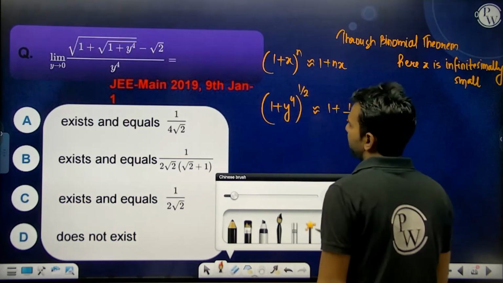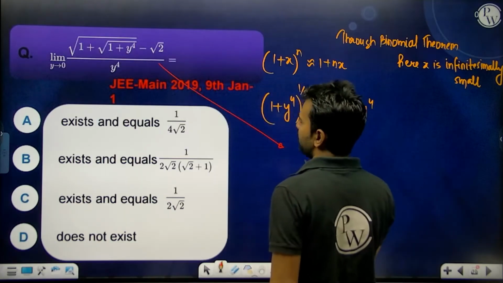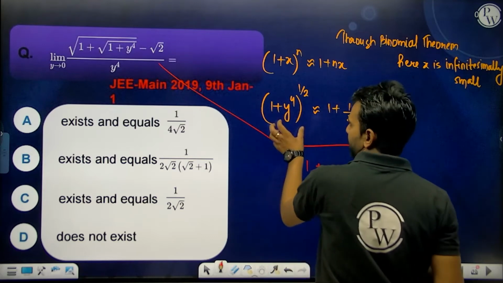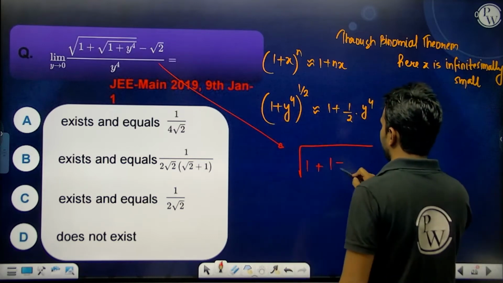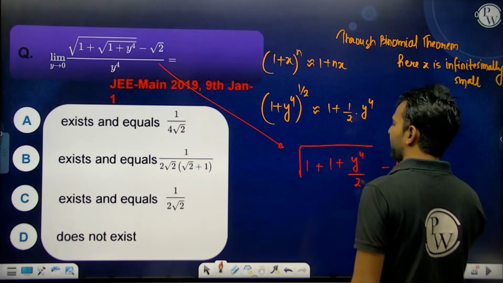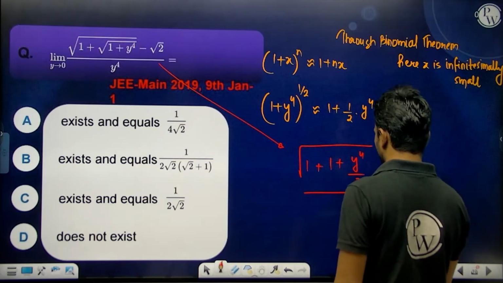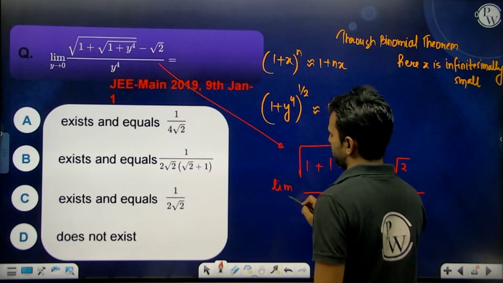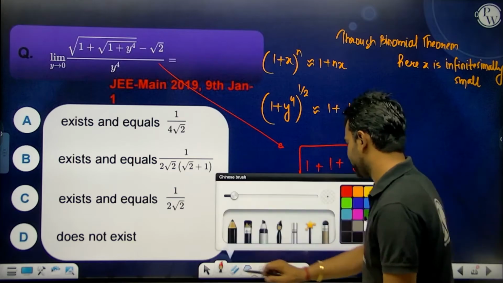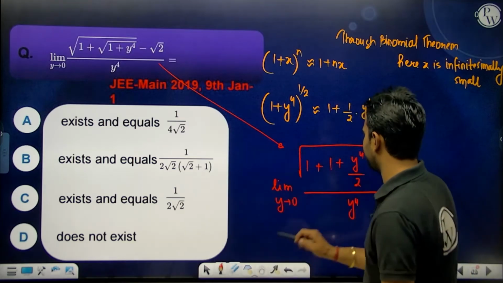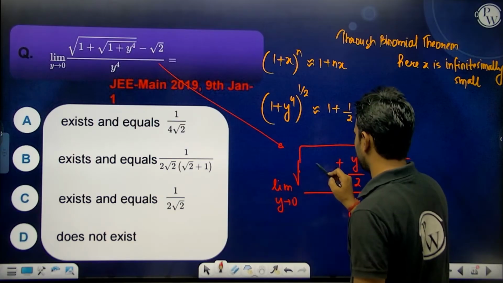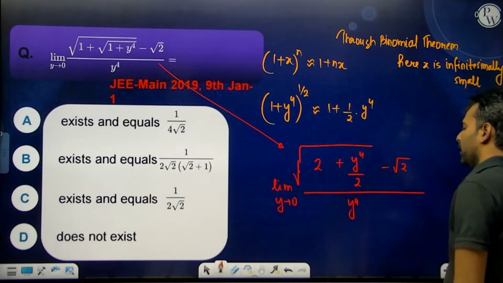If you put this particular thing over here in the problem, then the question will become: under root, 1 plus y to the power 4 upon 2, minus root 2, divided by y to the power 4, limit y tending to 0. Fine. Now this very same thing can also be rewritten as this particular thing.